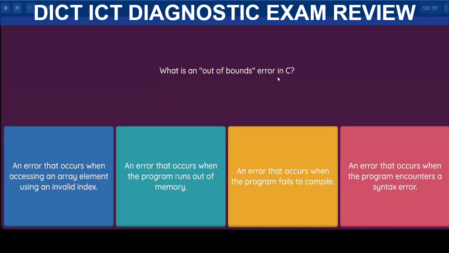What is an out-of-bounds error in C? It's an error that appears when accessing an array element using an invalid index. The other choices are: an error that appears when the program runs out of memory, an error that occurs when a program fails to compile, and an error that occurs when a program encounters a syntax error. Out-of-bounds means accessing an array element using an invalid index.